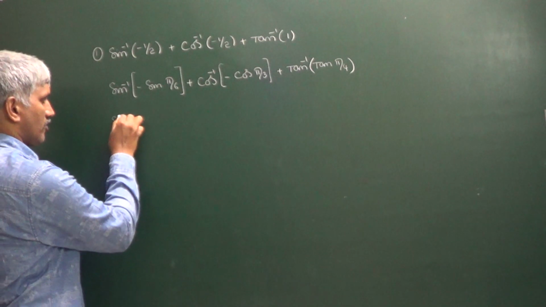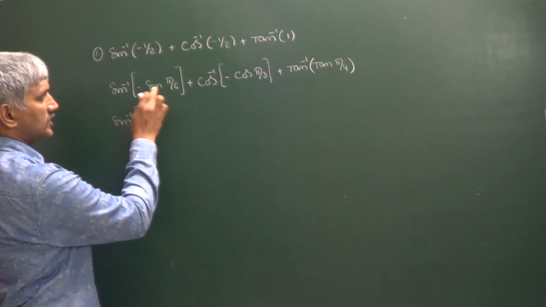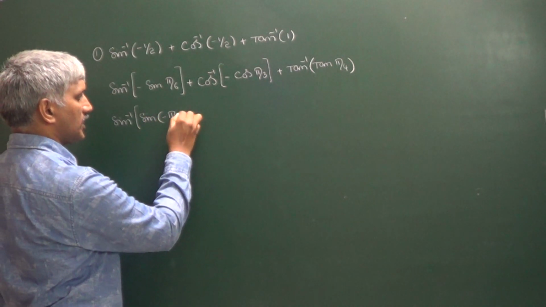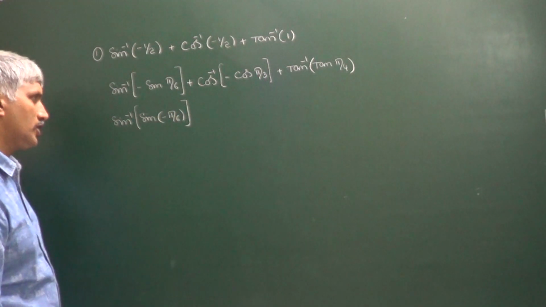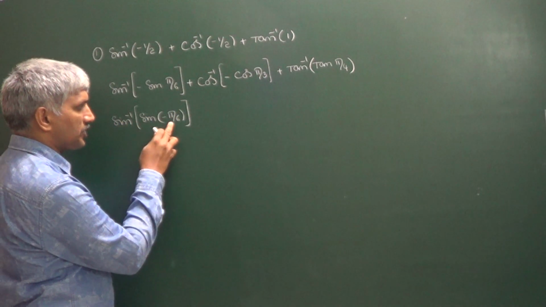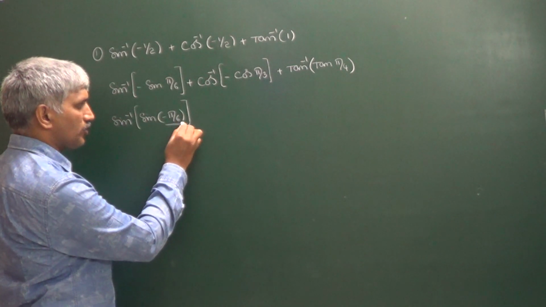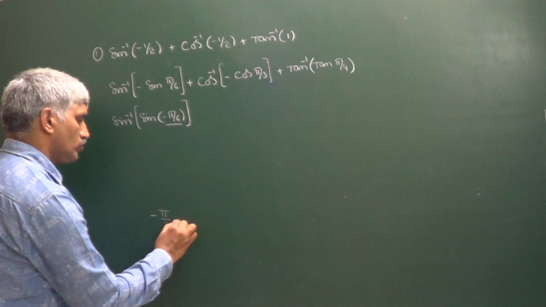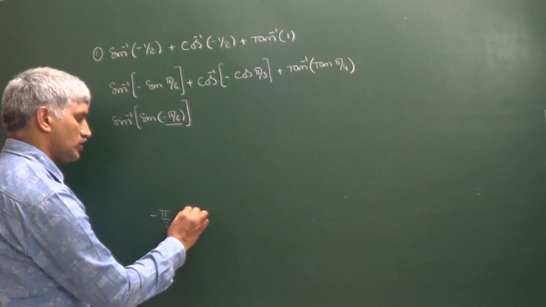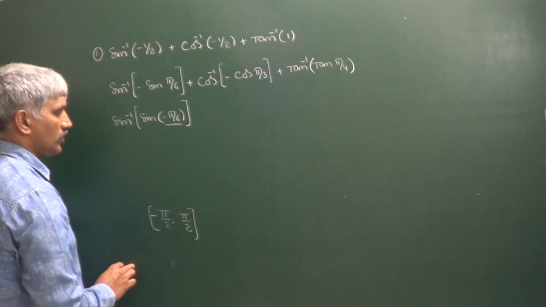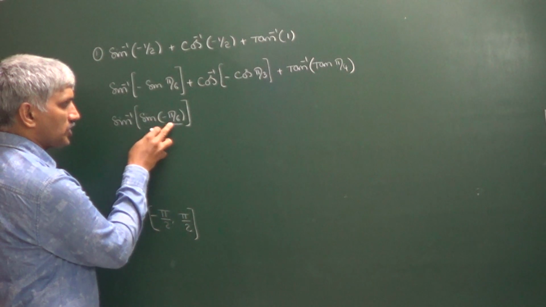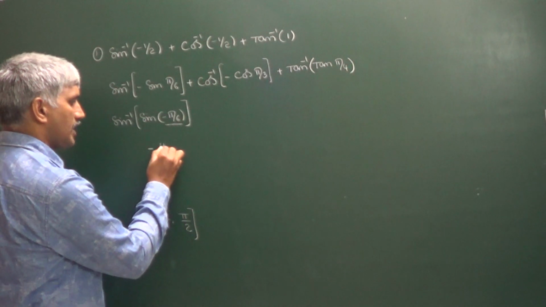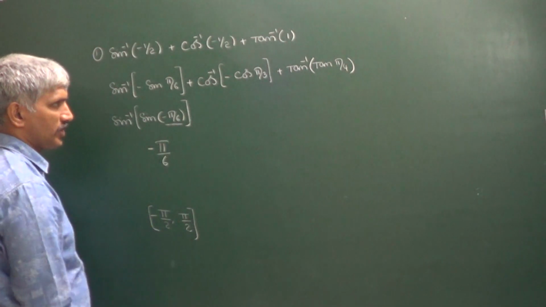Now again here we can write sine inverse of minus sine pi by 6 as sine inverse of sine of minus pi by 6. Now you can check sine inverse of sine theta: theta is there in the principal branch. What is the principal branch for sine? Minus pi by 2 to pi by 2, closed interval. This is the principal branch for sine inverse. That's why sine inverse of sine theta, theta is there in this principal branch, so we can write minus pi by 6 as this simplification.